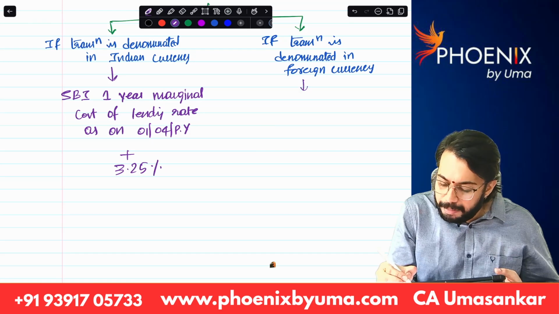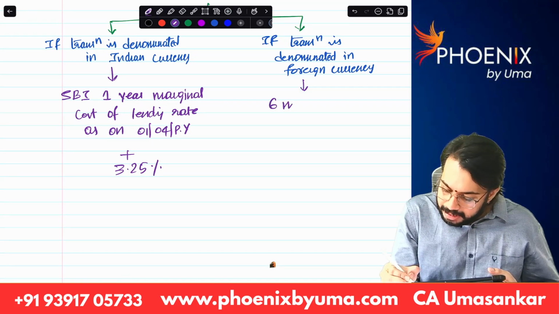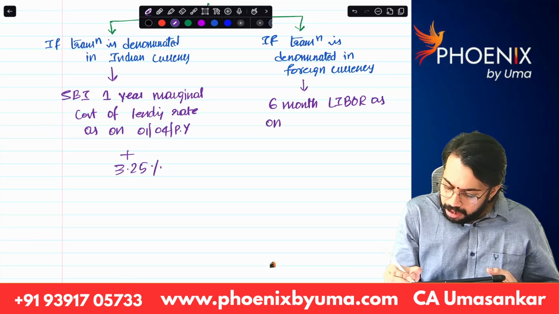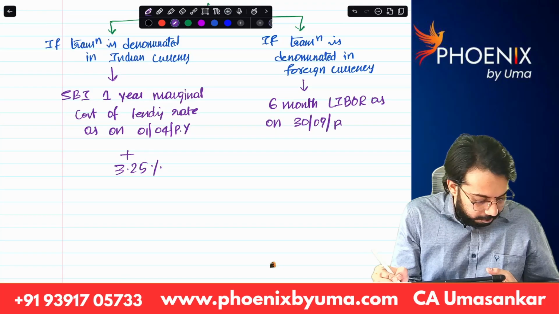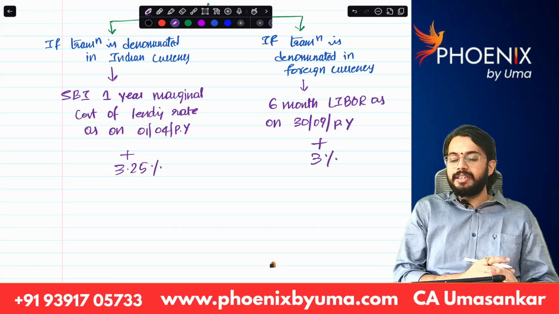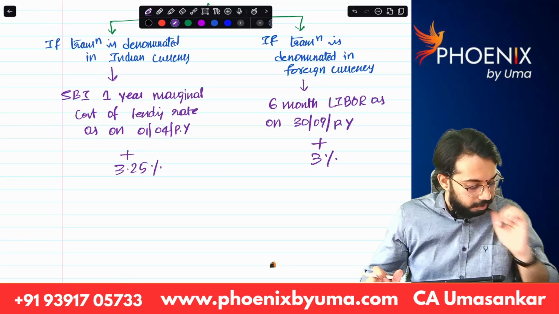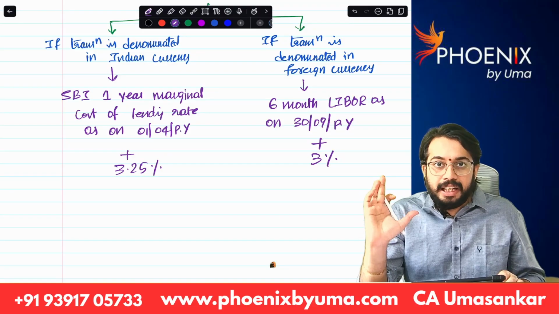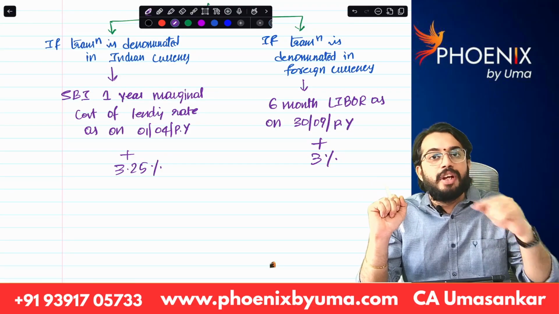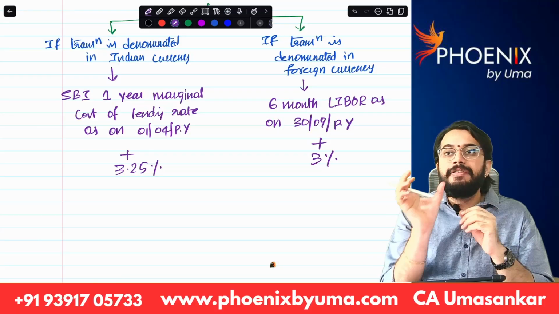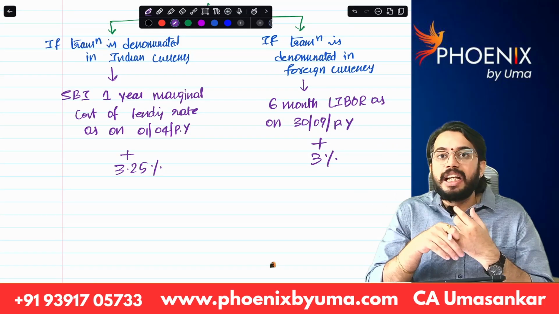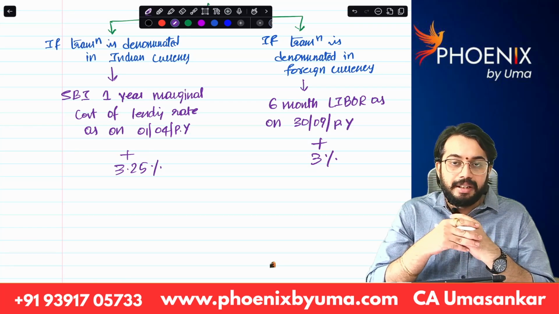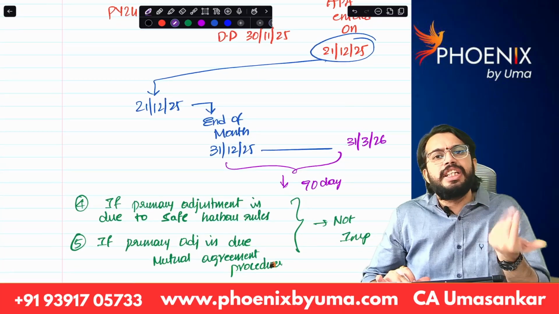If transaction is denominated in foreign currency, then 6 months LIBOR as on 30th September of the previous year plus 3%. Are you able to understand? That is the interest rate. So, transaction denominated in Indian currency: SBI marginal cost of lending rate as on 1st April plus 3.25%. If denominated in foreign currency: 6 months LIBOR as on 30th September of the previous year plus 3%. Next, sir, from which date is interest calculated?